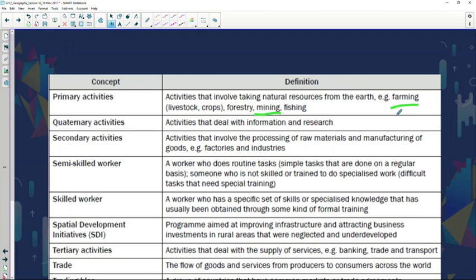Now we've got different sets of labor in South Africa. Our first one is a semi-skilled worker, who usually just does routine tasks. Someone who's not skilled or trained to do specialized work. If you look at a skilled worker, it's usually people who have a tertiary education or have some sort of diploma or training behind it. So they can specialize in a certain job because they have the knowledge to do it.